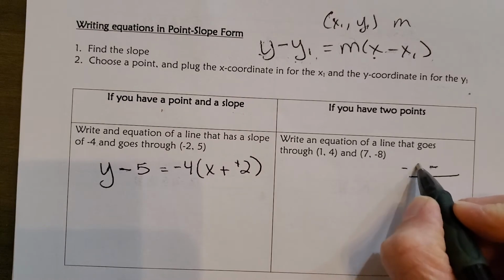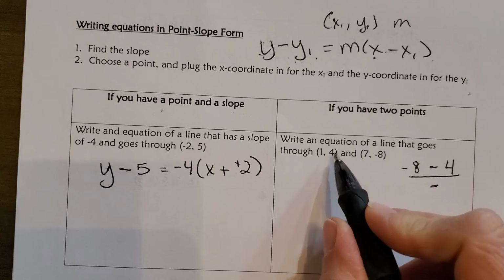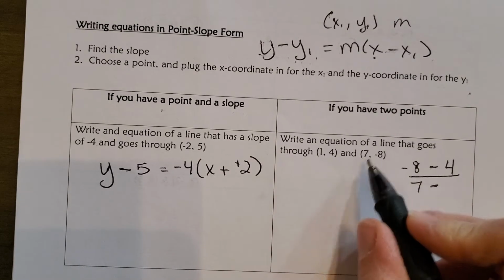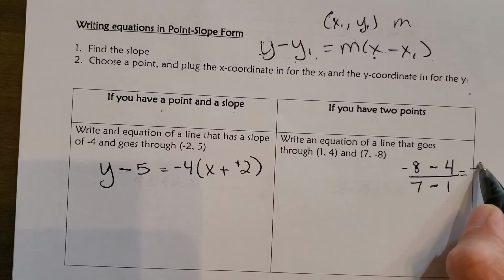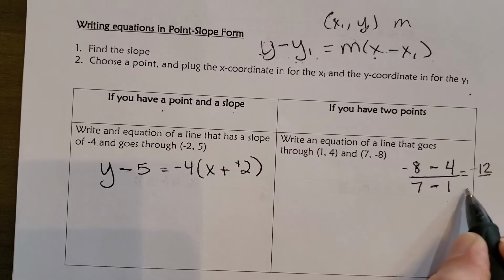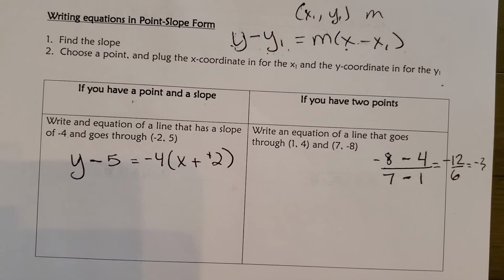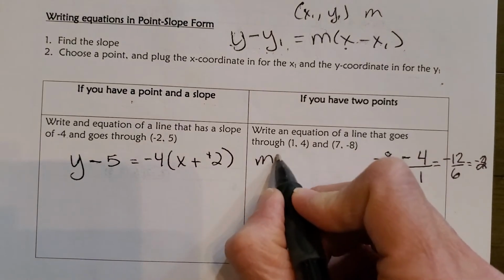So here's my y sub 2 and my y sub 1. So negative 8 minus 4. And then I'm going to start again here with my second point, x sub 2 minus x sub 1. Well, this gets me a negative 12. This gets me a positive 6. So my slope is negative 2. Okay, so m equals negative 2.